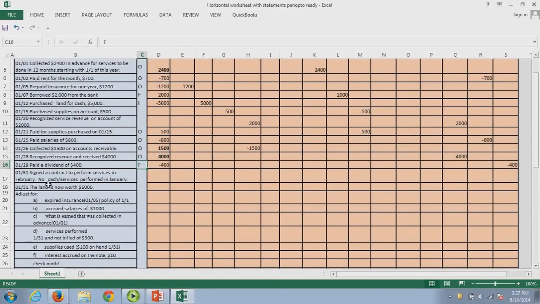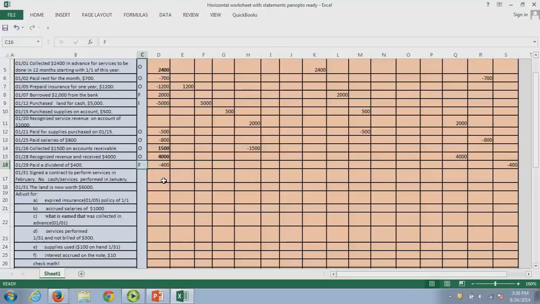We got two more. We signed a contract to perform services in February. There's been no money changing hands. We have not started any services. So this is a contract that's very important for our business, but accounting is historical and nothing has changed on your accounting equation. No change in assets, liabilities, stockholders' equity, so we don't do anything with it in your traditional accounting system.